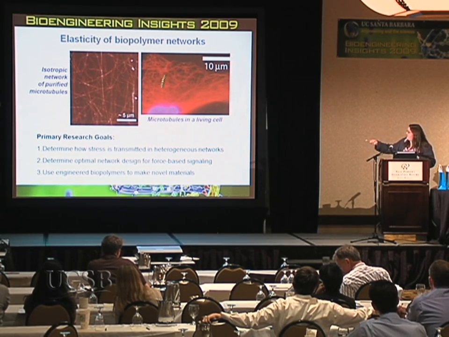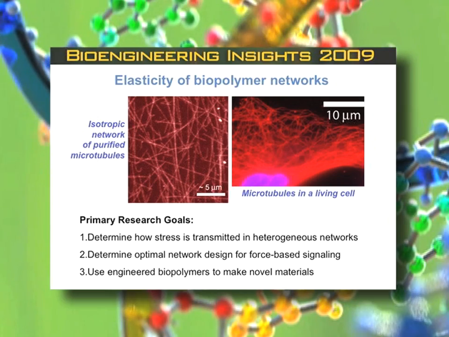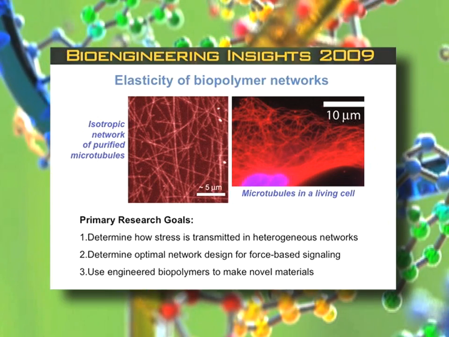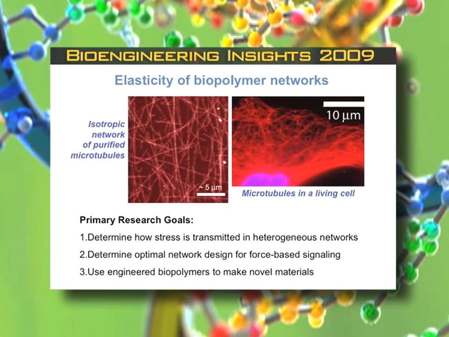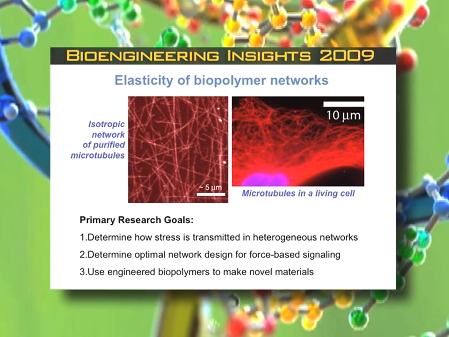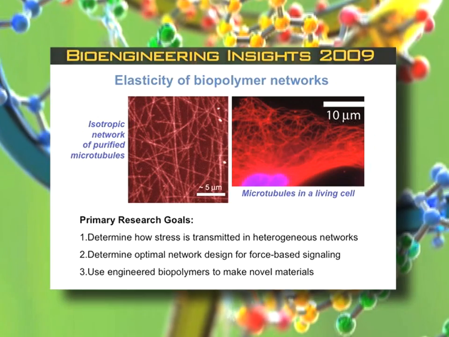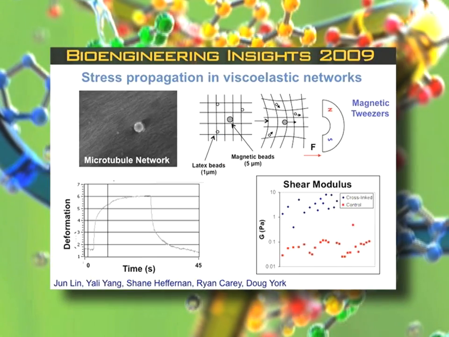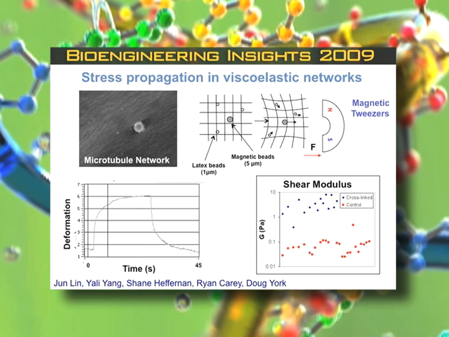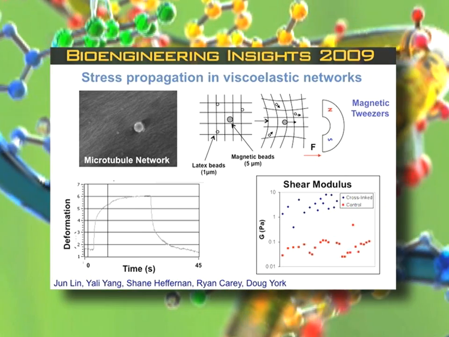So we look at networks that are in living cells. This picture is actually from a colleague of mine at Harvard. We look at pictures of microtubule networks in living cells and also isolated networks, and we try to understand how stress is transmitted, what the optimal network design is, and whether we can eventually use engineered biopolymers to make novel materials.